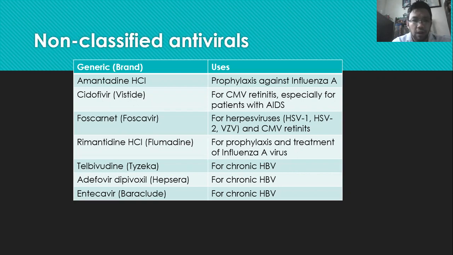Now, we have the following medications or antivirals that are non-classified. The first one, amantadine hydrochloride, this is used as a prophylaxis against influenza A. So if you've been exposed to people with influenza A, you can be given this in order for you not to be infected.